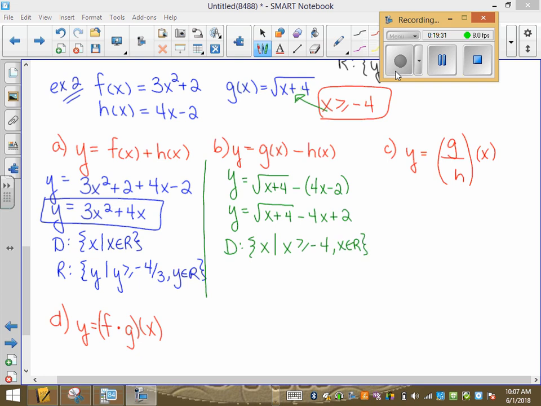How could I find my range? No, once you have it in your calculator, you need to find the y that goes with that x. So I know x equals -4. How can I find the y that goes with it?